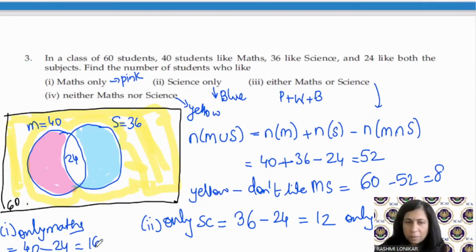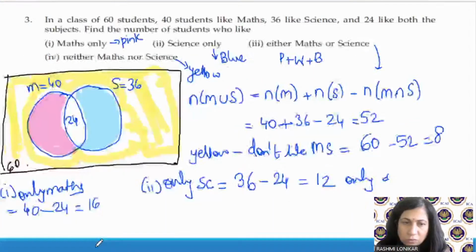Is that clear? Yes, Ankur, 16, 12 and 8. Yes, 52. Yeah, correct, Ritu, Darshini, Ankur, Bhumi. Yes, very simple. Yes, Dhruv, very good.